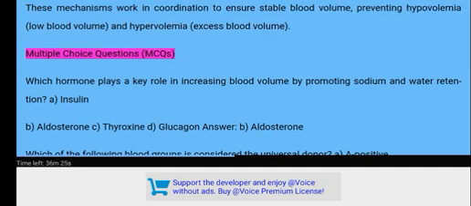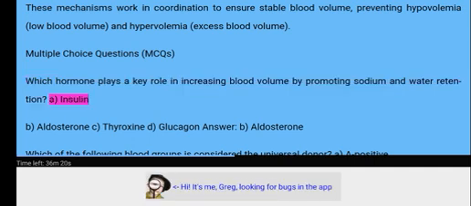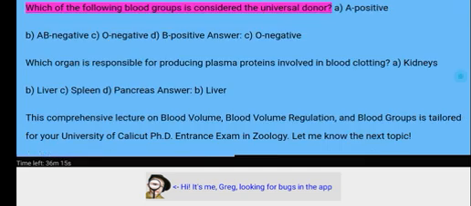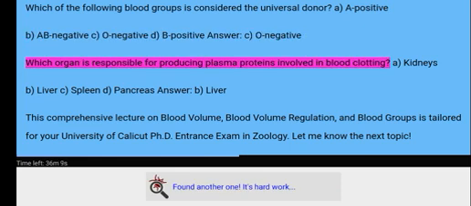Multiple choice questions, MCQs. Which hormone plays a key role in increasing blood volume by promoting sodium and water retention? A. Insulin. B. Aldosterone. C. Thyroxine. D. Glucagon. Answer. B. Aldosterone. Which of the following blood groups is considered a universal donor? A. A positive. B. AB negative. C. O negative. D. B positive. Answer. C. O negative.